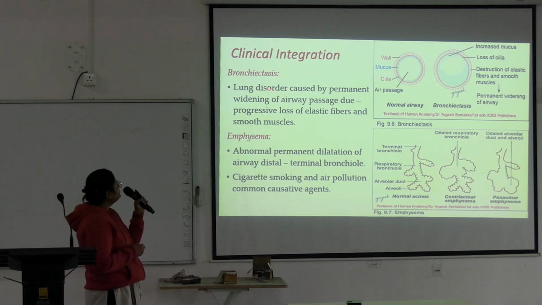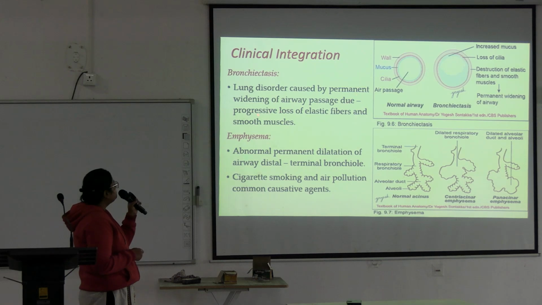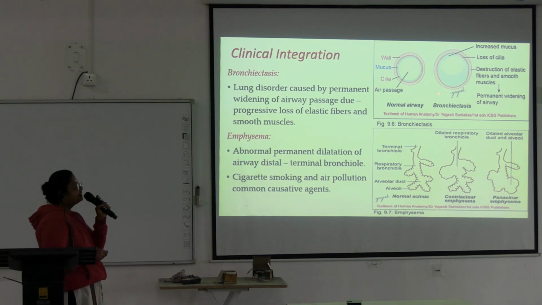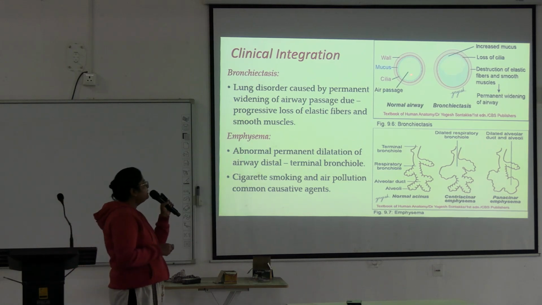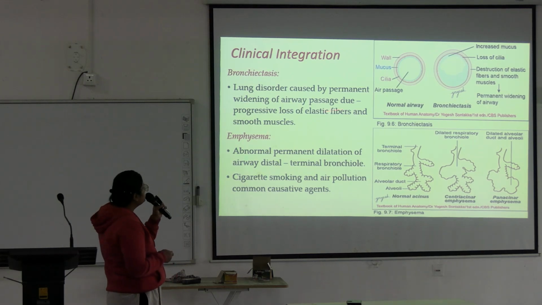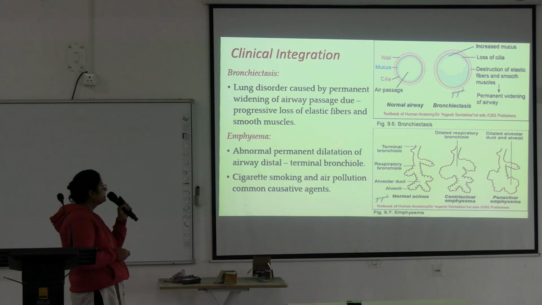Clinical integration. First is bronchiectasis. Lung disorder caused by permanent widening of the airway passage due to progressive loss of elastic fibers and smooth muscle is known as bronchiectasis. Okay, this is a normal airway. Here the bronchiectasis has occurred. There is increased mucus secretion, loss of cilia, destruction of the elastic fibers and smooth muscle in the wall of the bronchiole, and there will be permanent widening of the airway in bronchiectasis. So these are the changes occurring in bronchiectasis.